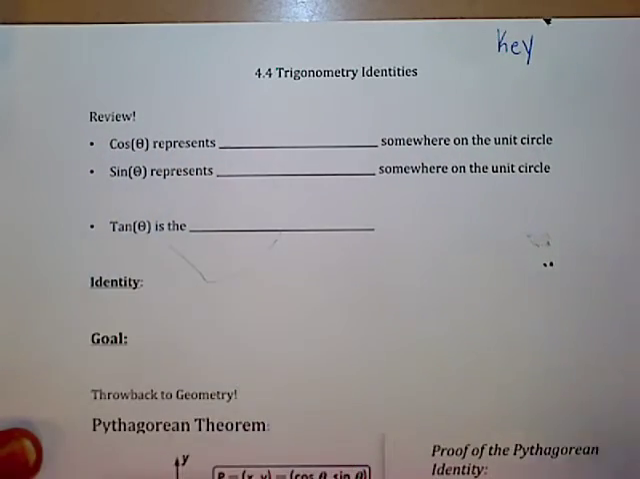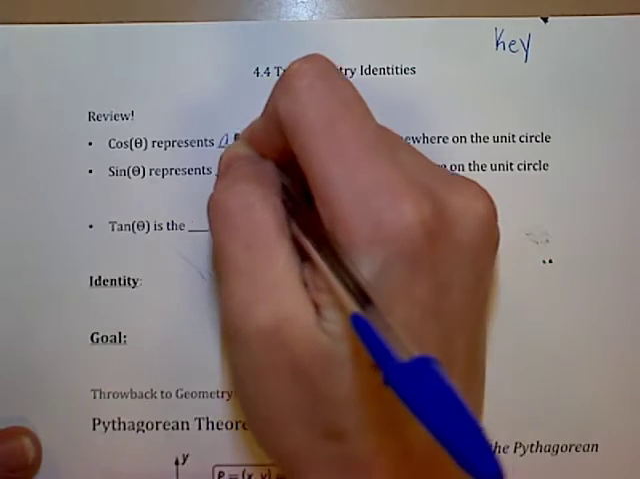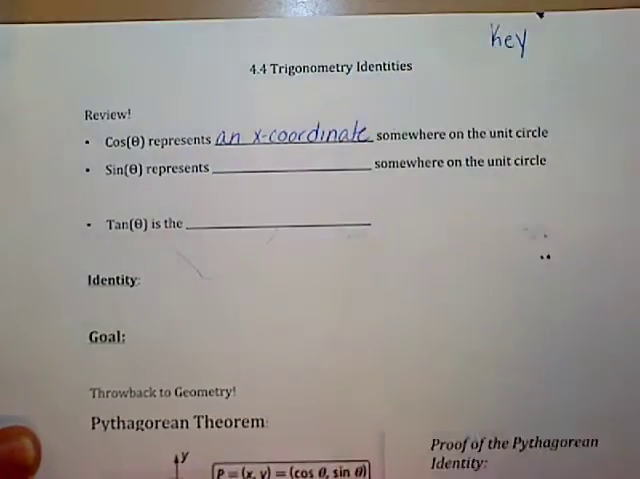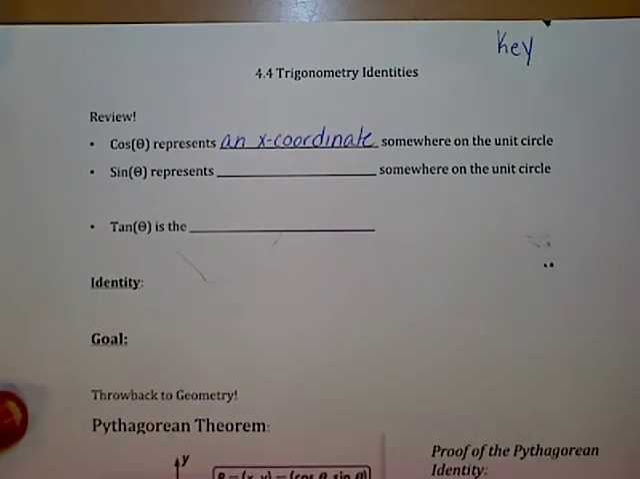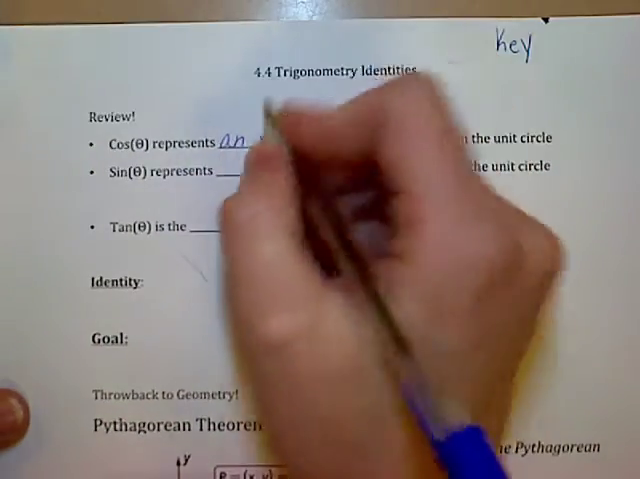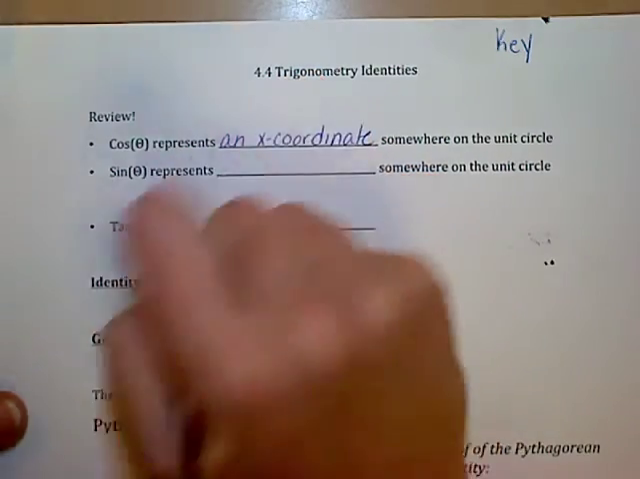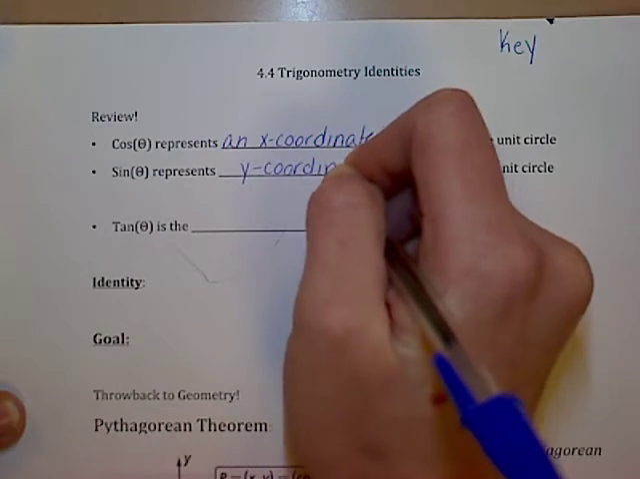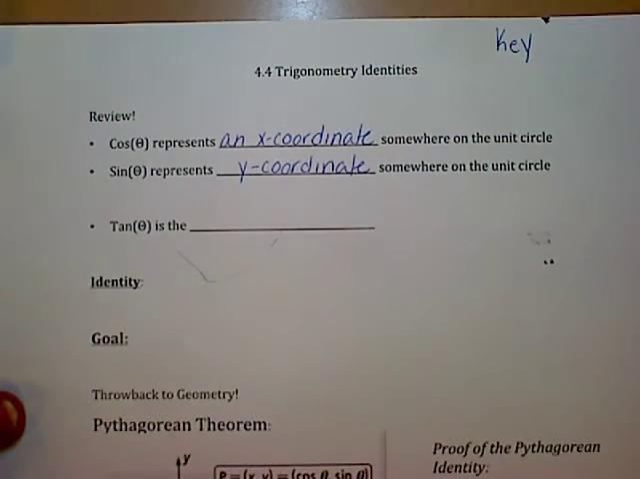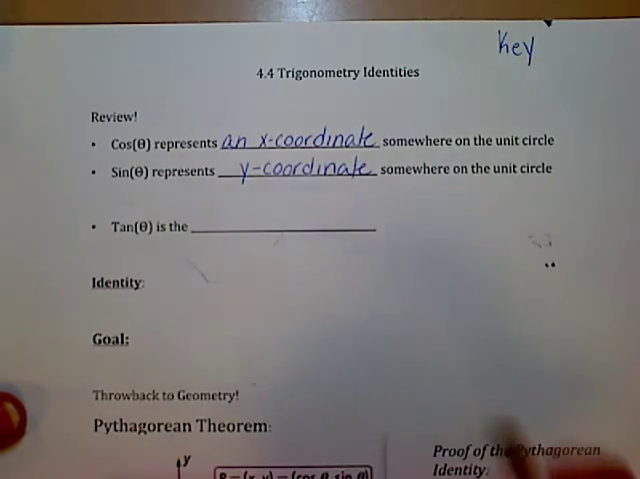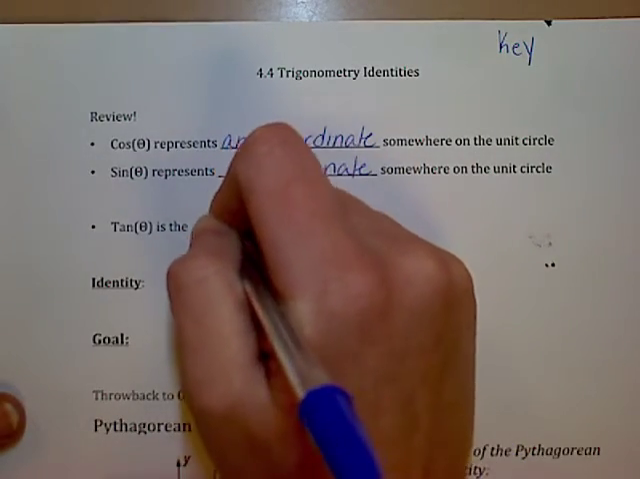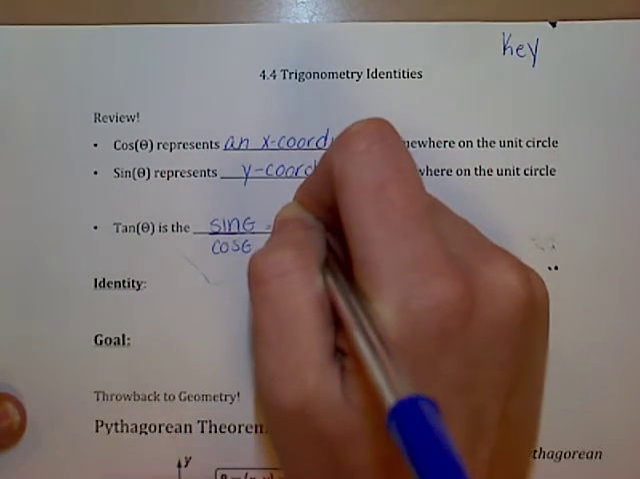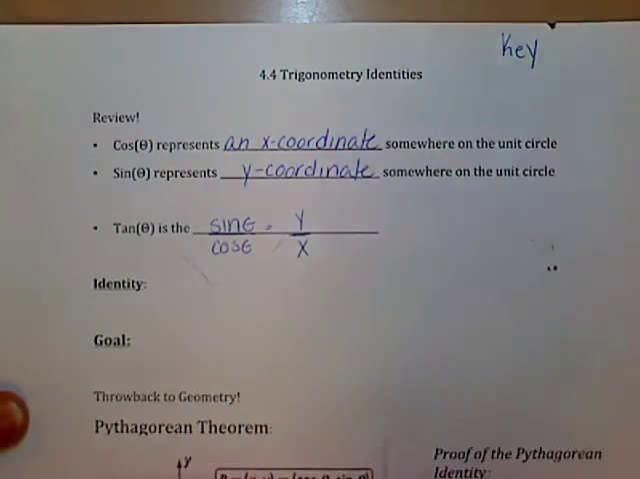Cosine of theta, I always say that that represents an x-coordinate somewhere on the unit circle. So cosine's associated with x, and that means that sine is associated with a y-coordinate somewhere on the unit circle at that particular angle. And we know that tangent is the same as sine of theta over cosine of theta, which ultimately means it's just the y-coordinate over the x-coordinate.